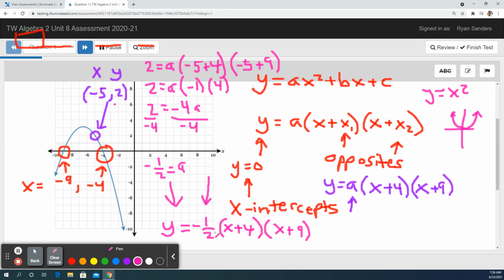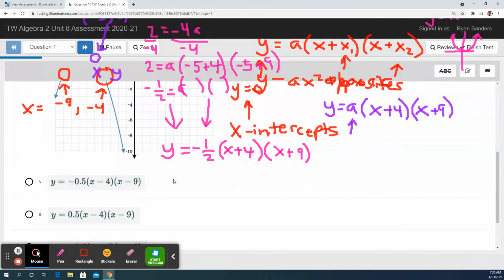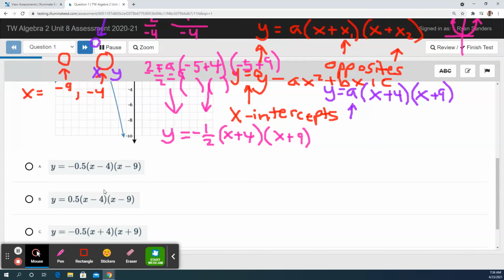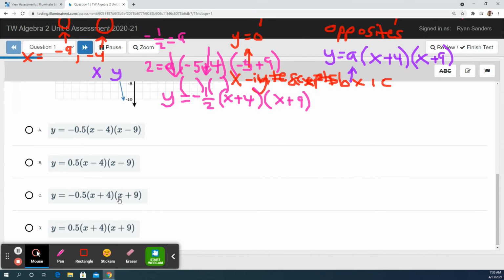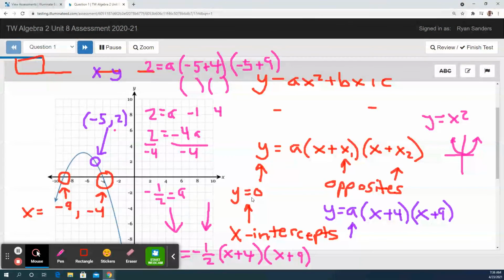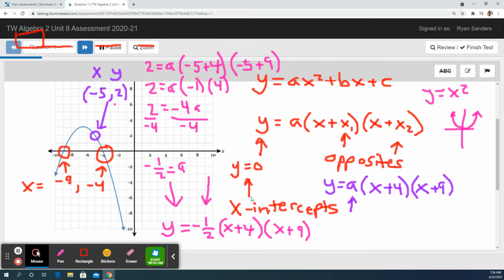All right, so everything looks in order here. We got a -1/2, x plus 4, x plus 9. So it'd be that one right there. All right, but the key is knowing how we built it and being able to do it yourselves.